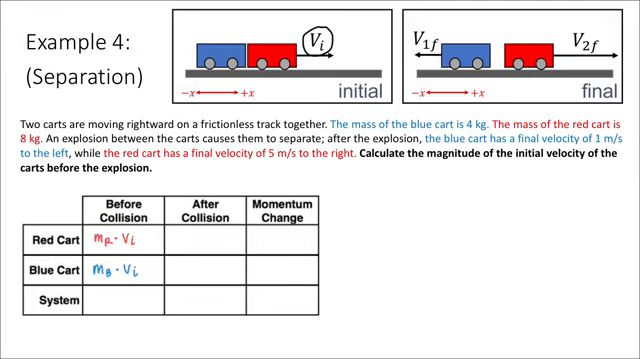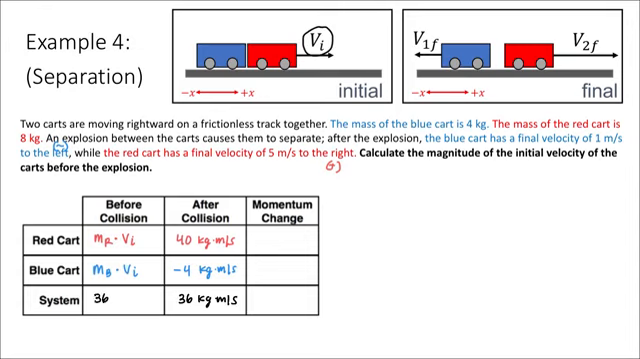So after the collision, I know that the red car has a velocity of 5 meters per second to the right, so that's going to be a positive 5, and the mass was 8 kilograms. So 8 times positive 5 will be 40 kilogram times meter per second. And then the blue car has a final velocity of 1 meter per second to the left. That's going to be a negative 1. And the mass was 4. So that's going to be 4 times negative 1, which is negative 4 kilogram times meter per second. So together, 40 and negative 4 will make 36 total units of momentum.